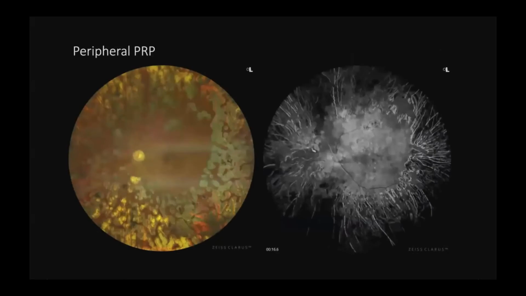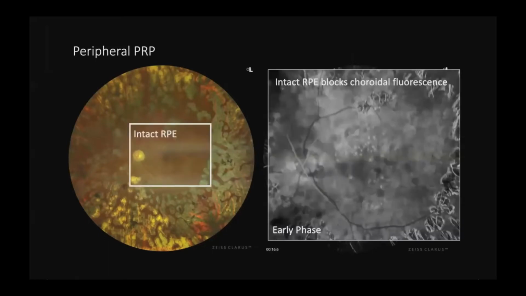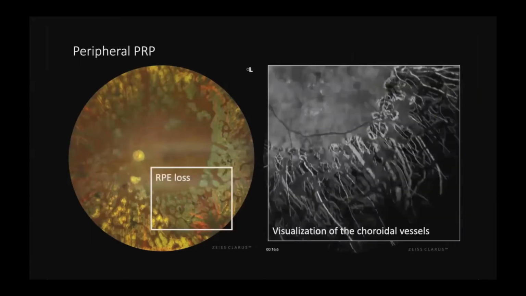So we'll start with the window defect. And so this is a case of peripheral panretinal photocoagulation. And in the areas with the laser scars, you can see that there's loss of the RPE, and this allows you to directly visualize the choroidal vascularity. In the center macular region, where there's intact retinal pigment epithelium, the RPE blocks the choroidal fluorescence. However, in the periphery, with RPE loss, visualization of the choroidal vessels now becomes visible. This is early in the FA during the choroidal flush.